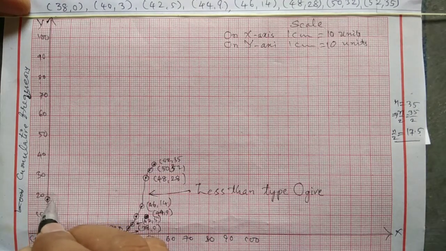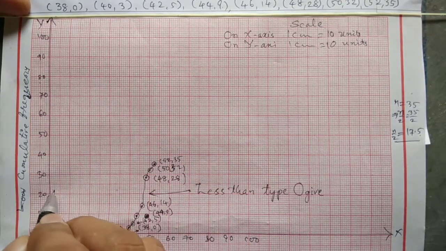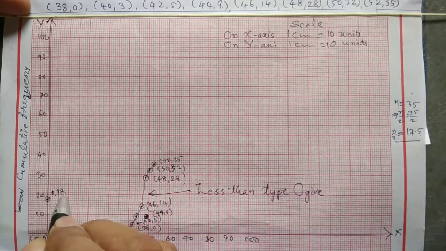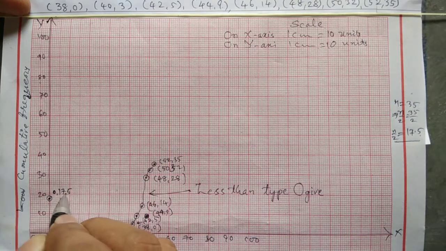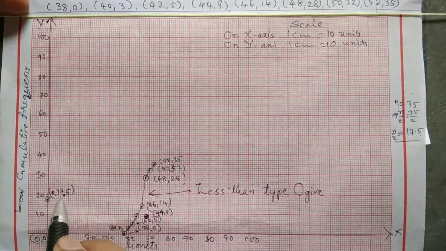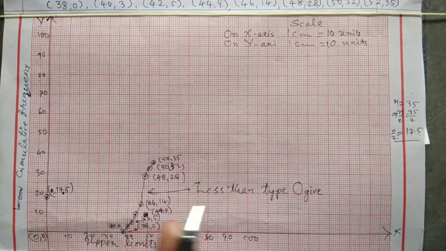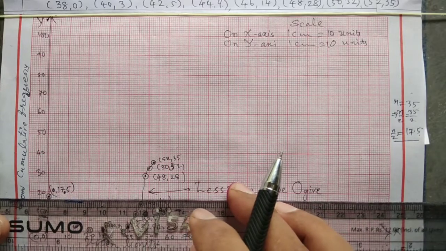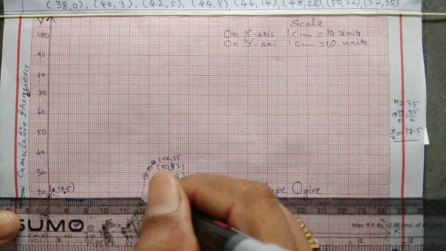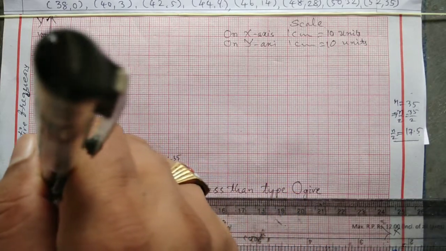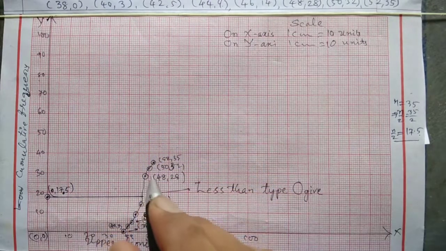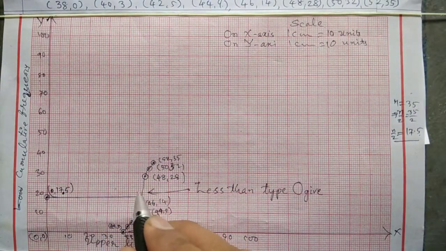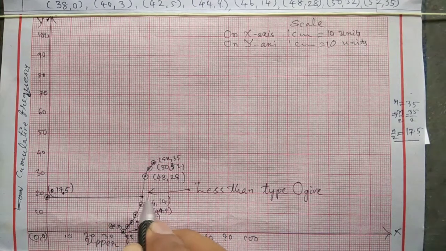This is 17.5. And draw a line parallel to the x-axis which cuts the ogive at P. I am drawing this parallel to the x-axis to cut the ogive at point P. This is P. We can indicate this here.